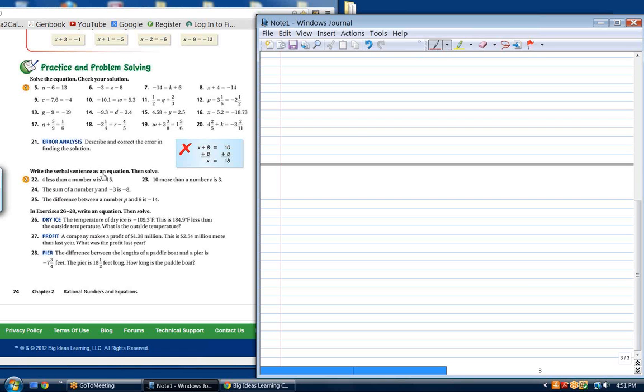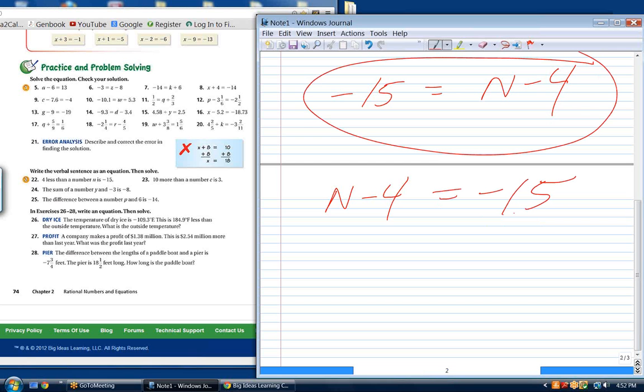Write the verbal sentence as an equation and then solve. What does it mean if I say 4 less than a number n is negative 15? Negative 15 equals 4 minus, no, n minus 4. There you go. And I probably would have written this from left to right. Now, it's the same thing. There's no difference between these two statements.